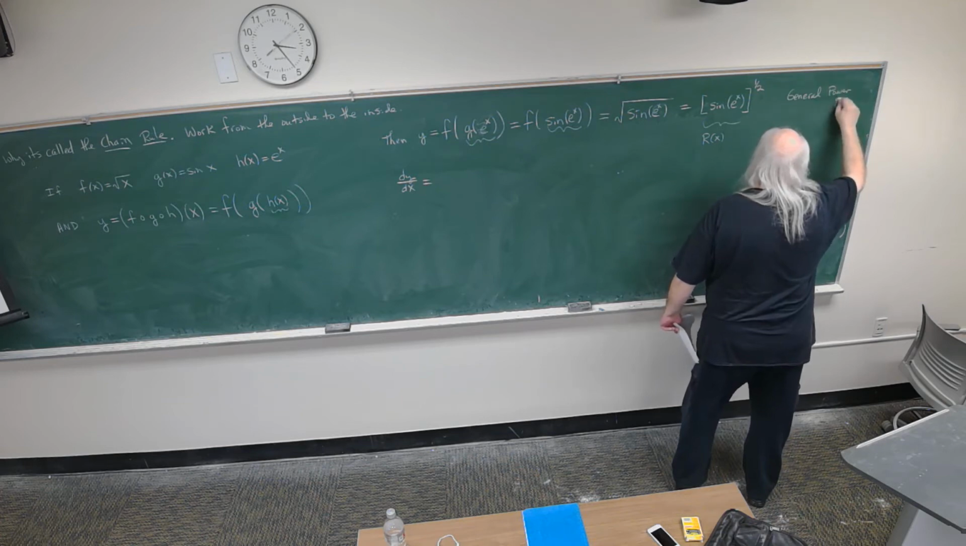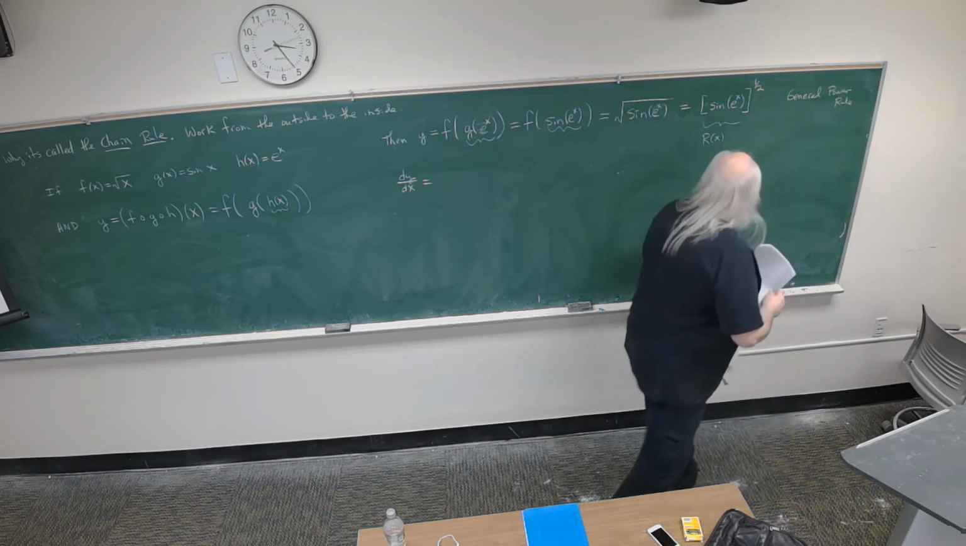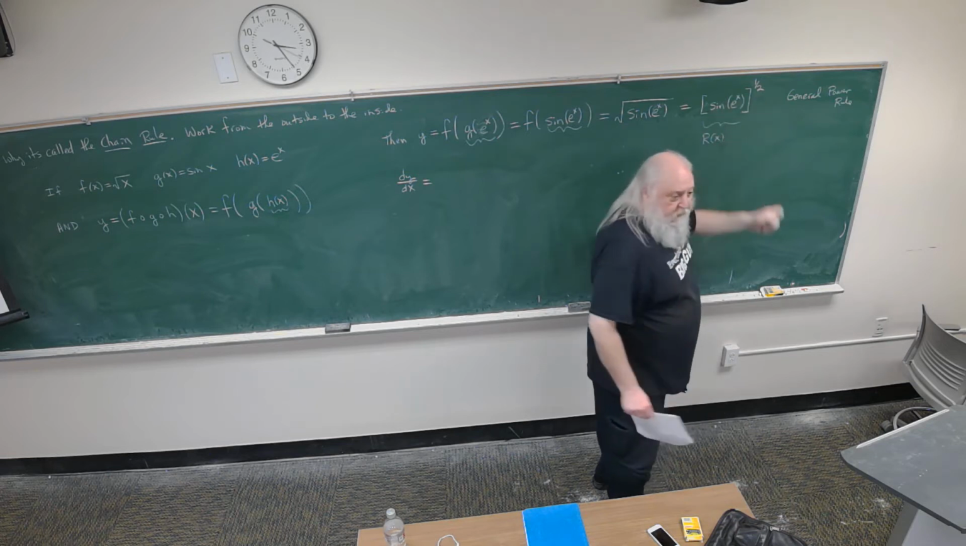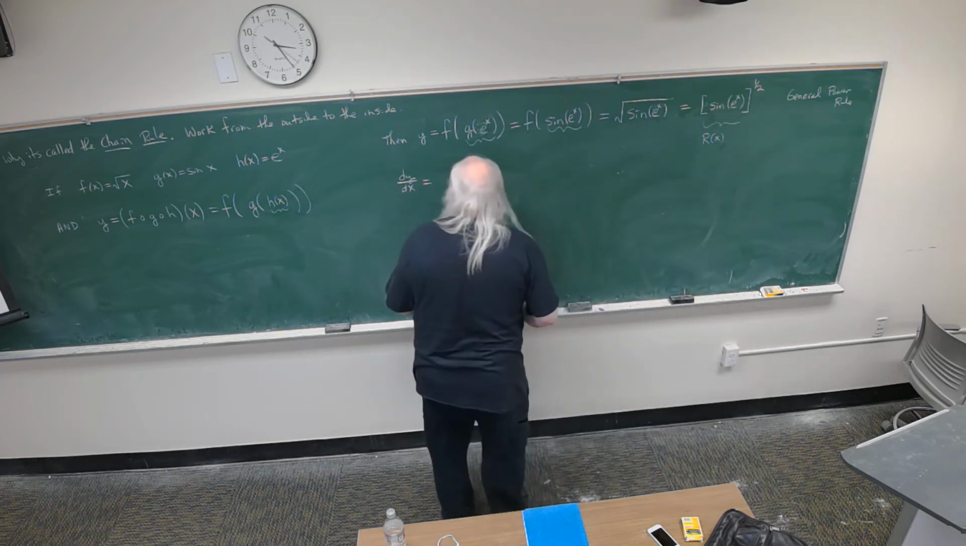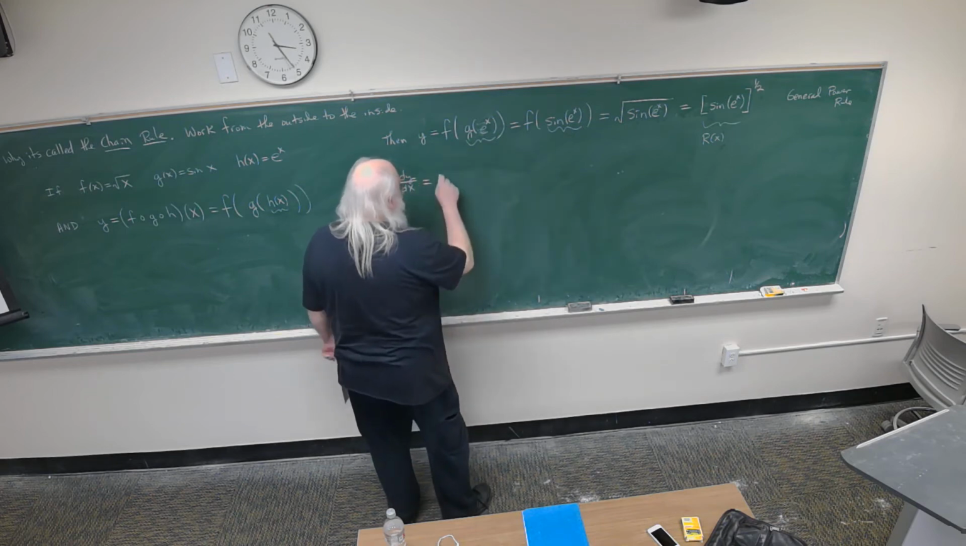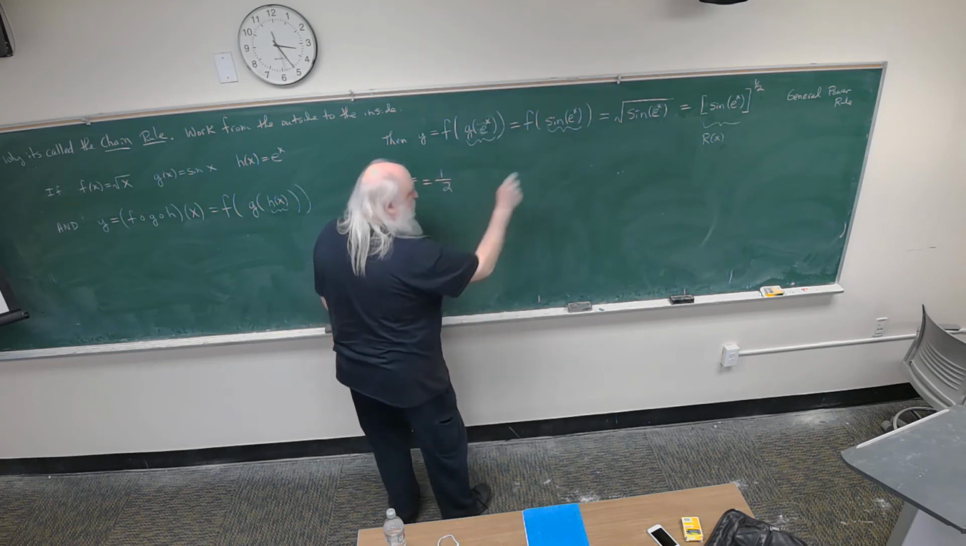That's what the general power rule says: you have a function of x raised to the power n, and you use the general power rule to find the derivative. So by the general power rule, we bring the exponent 1/2 down in front of the bracket.